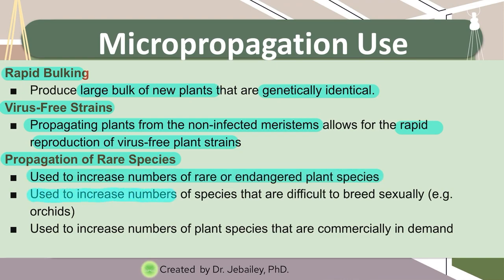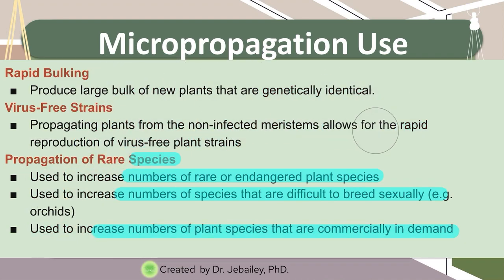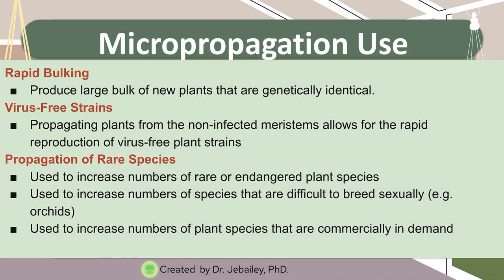By increasing the number of species that are difficult to breed sexually, you increase the numbers of plant species that are commercially in demand. So one, you want to save the species that are dying. Second, maybe you want to have a large production of plants because you need this for the supermarket, or because some species cannot reproduce naturally. So in this right here, what you have is the reasons why you want to do micropropagation. So these are the three reasons.